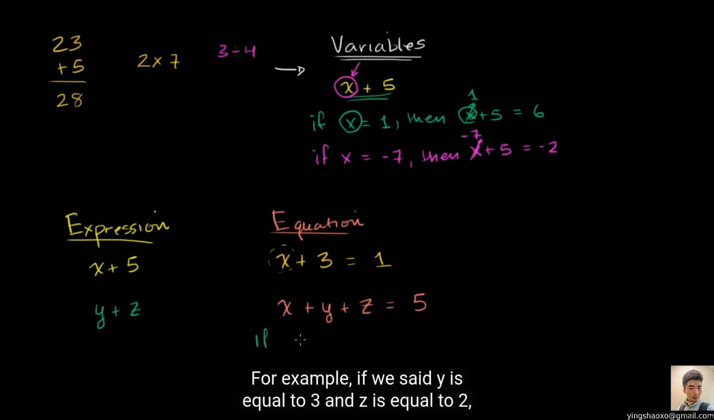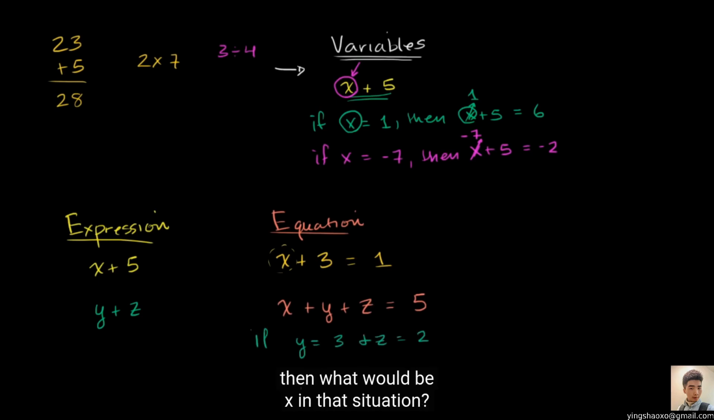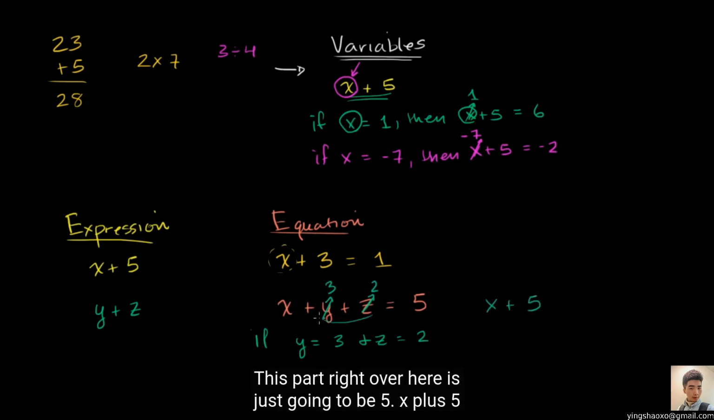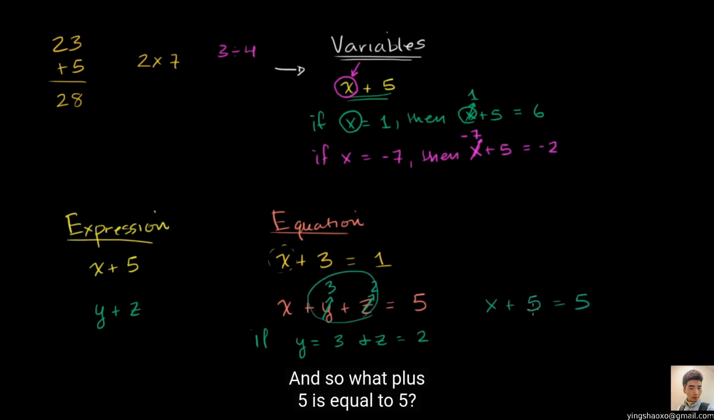So for example, if we said y is equal to 3 and z is equal to 2, then what would x be in that situation? So y is equal to 3 and z is equal to 2, then the left hand expression is going to be x plus 3 plus 2, which is x plus 5, and that's equal to 5. So what plus 5 is equal to 5? Well, now we're constraining x to be equal to 0.